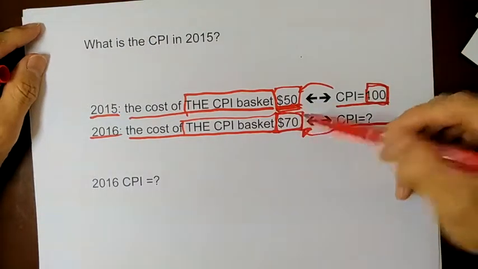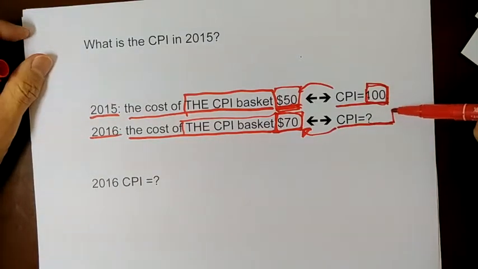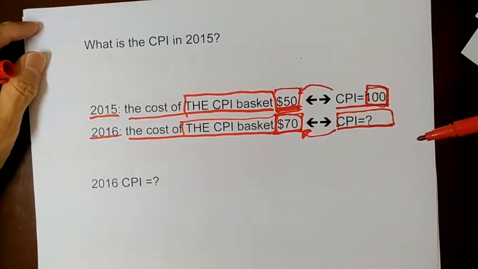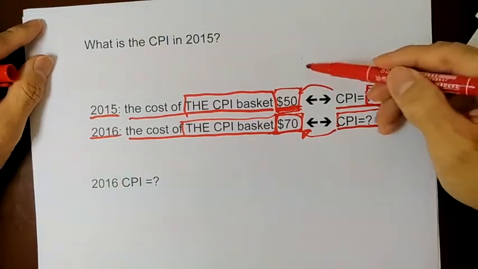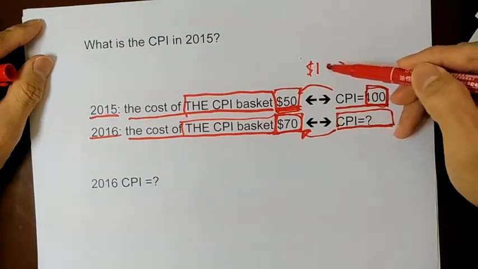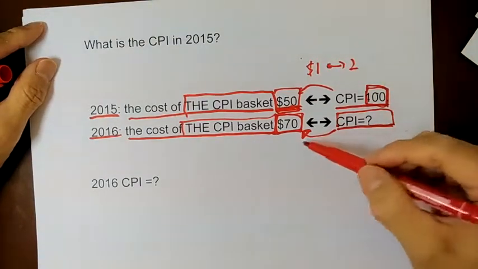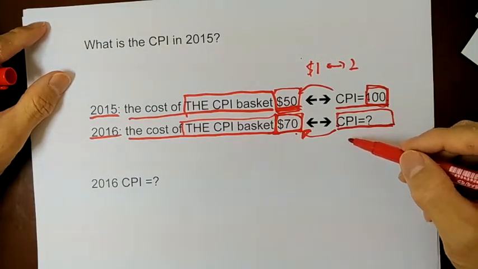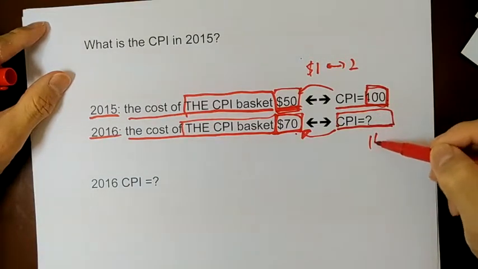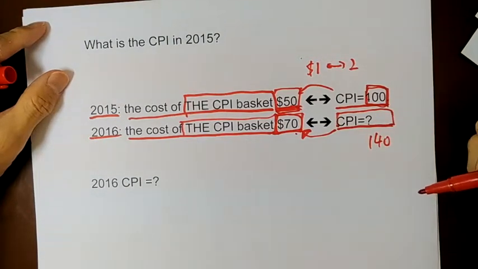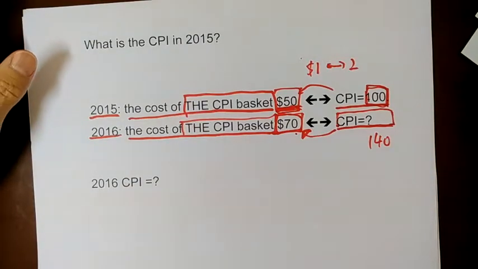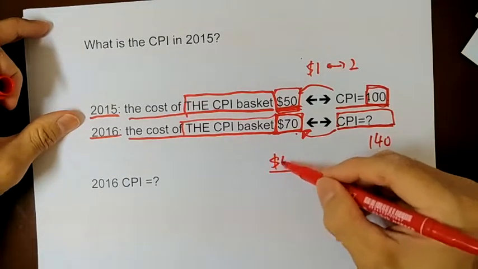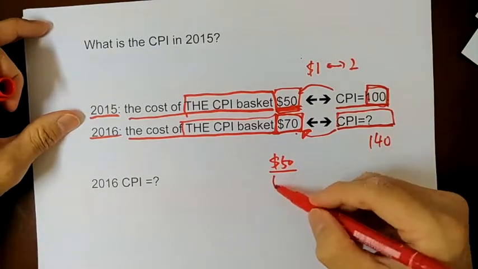Now you have $70. How many chips can you buy? Well, $50 buys 100 chips, so $1 can buy 2 chips. Now you have $70. How many chips can you buy? 140. Does that make sense?